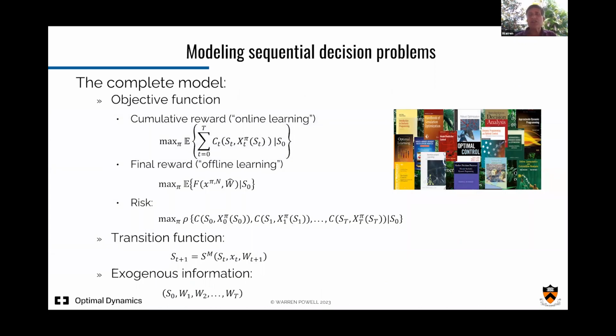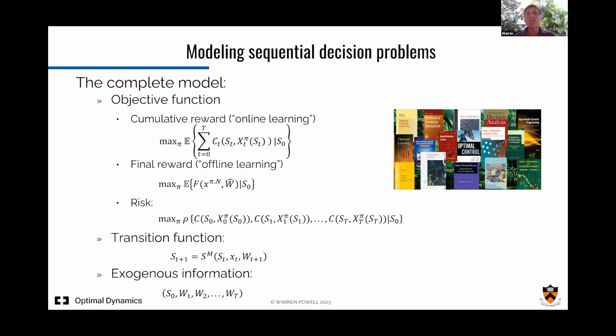I'm so used to the classical OR way where we do the objective function first. So we might specify the objective function. Here I'm going to emphasize there's different styles of objective functions when you deal with sequential decision problems. I might want to maximize the expected sum of rewards, or I may want to do a bunch of experiments and only evaluate how well I do at the end, which I call the final reward. And maybe we don't want an expectation. Maybe we want a risk metric of some form.